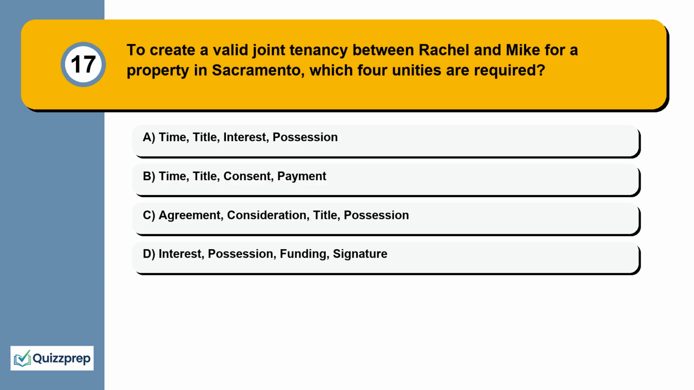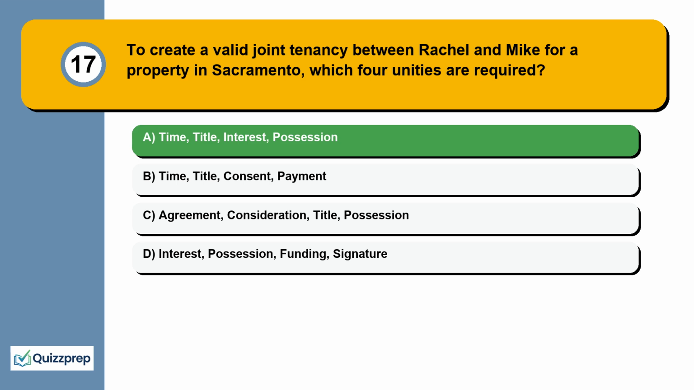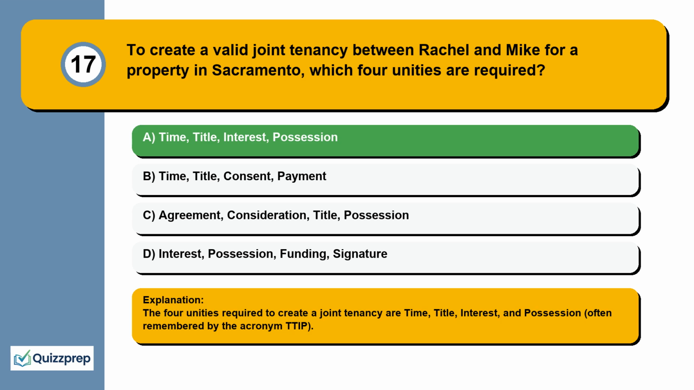Question 17. To create a valid joint tenancy between Rachel and Mike for a property in Sacramento, which 4 unities are required? Time, title, interest, possession. Time, title, consent, payment. Agreement, consideration, title, possession. Interest, possession, funding, signature. The 4 unities required to create a joint tenancy are time, title, interest, and possession, often remembered by the acronym TTIP.